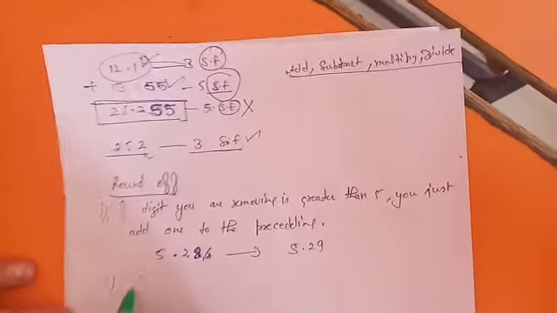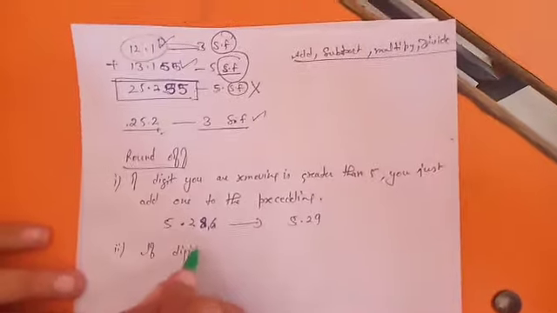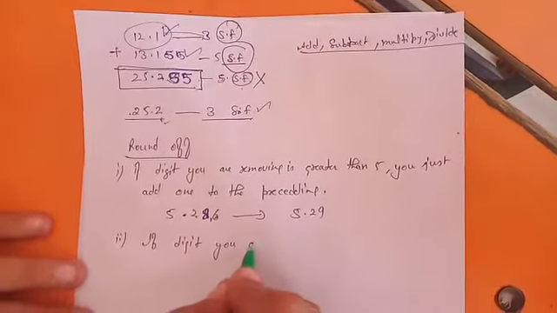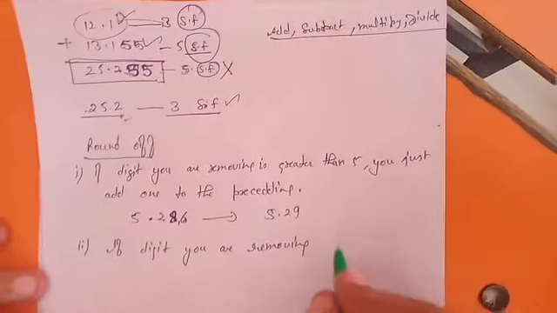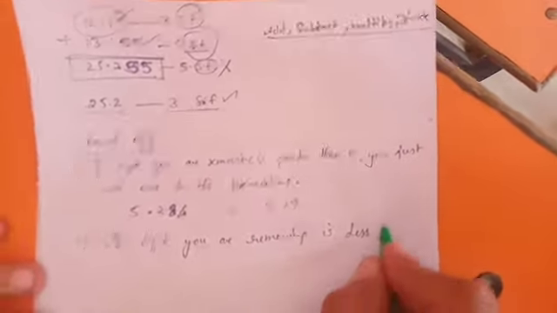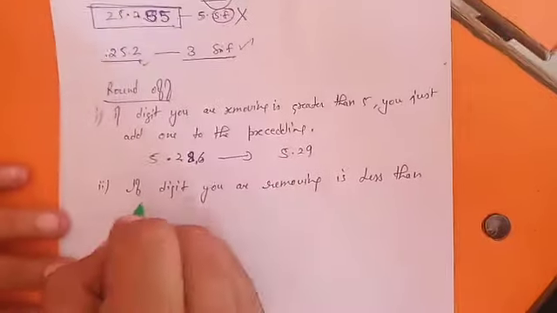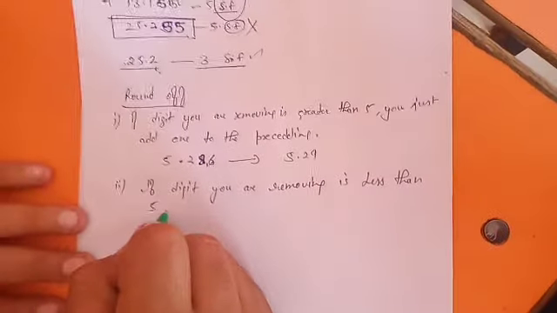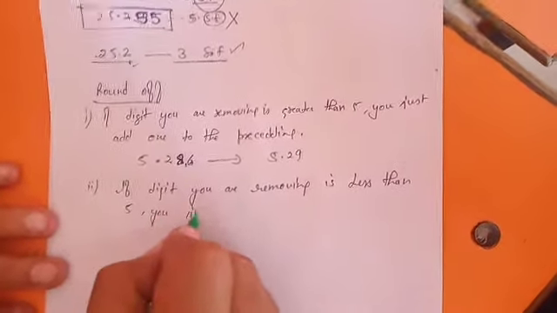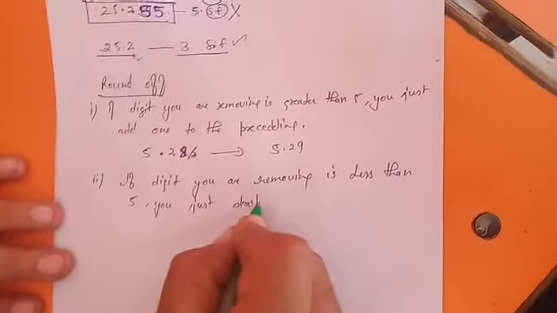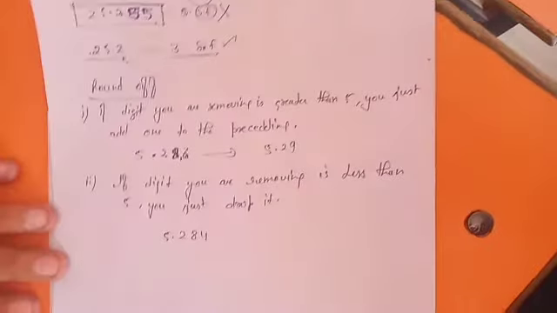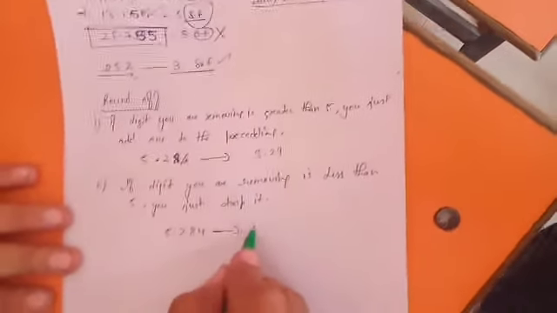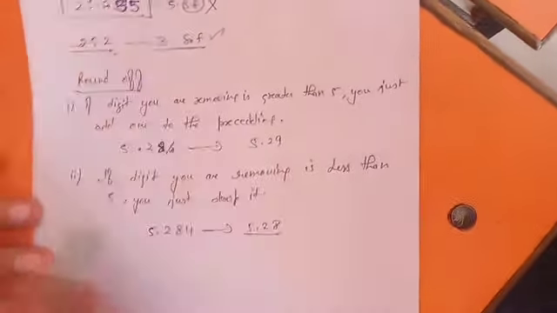Second, if the digit you are removing is less than 5, you just drop it. Meaning to say, suppose the same example 5.284, we have to round it, so it simply becomes 5.28. Meaning lesser than 5, just drop that digit and round off.